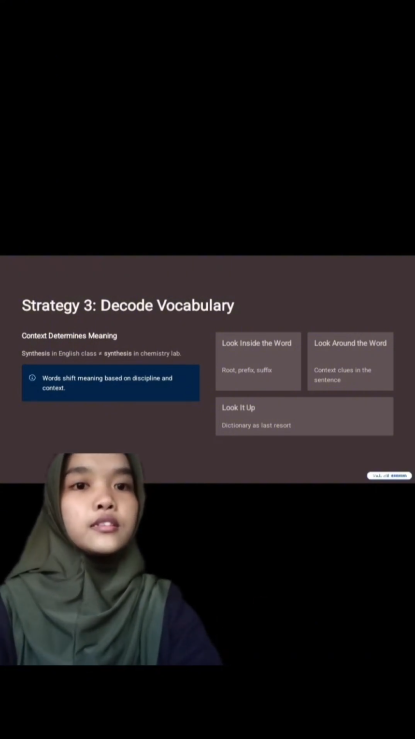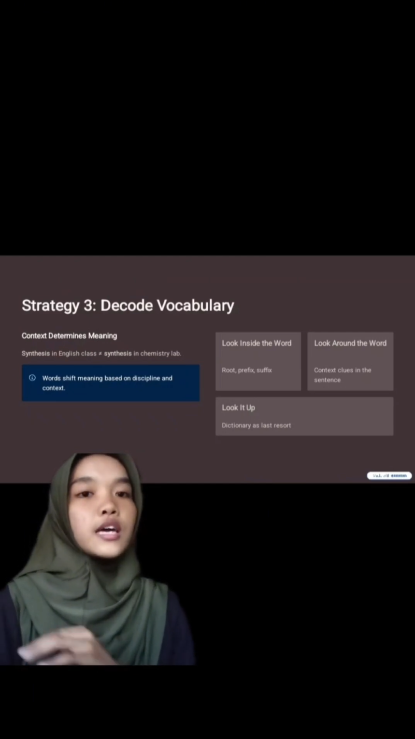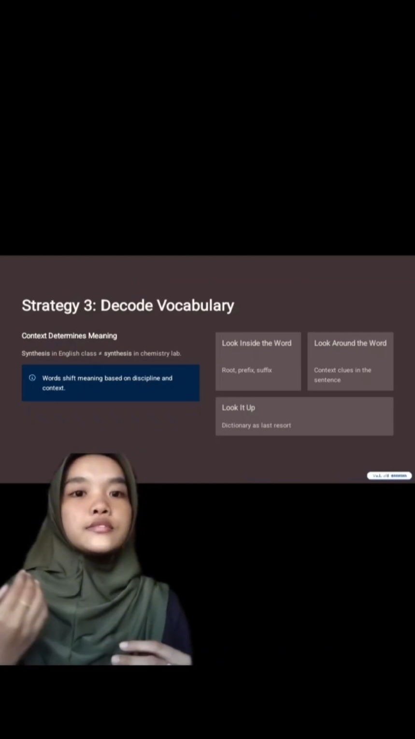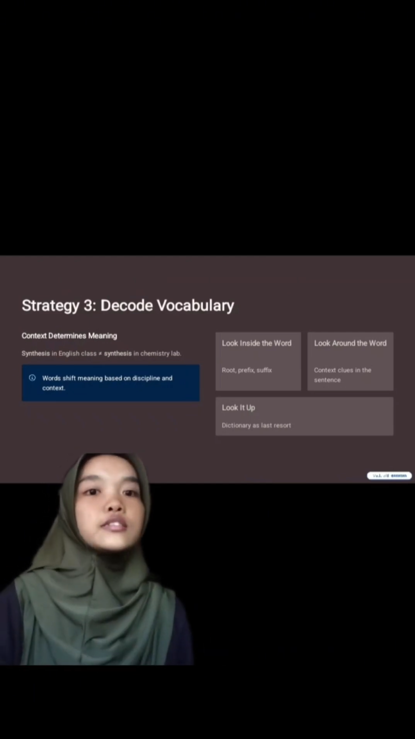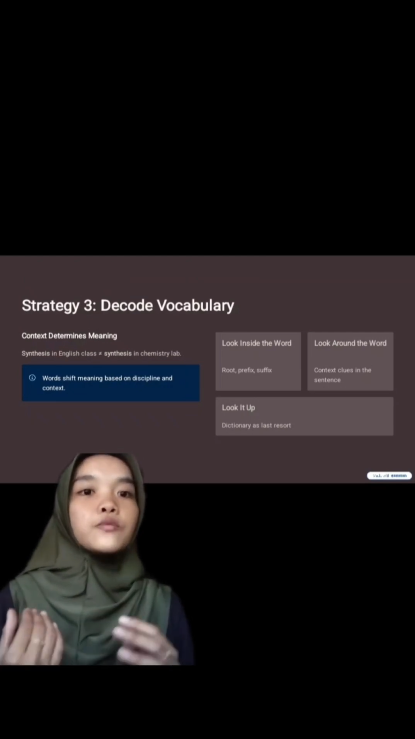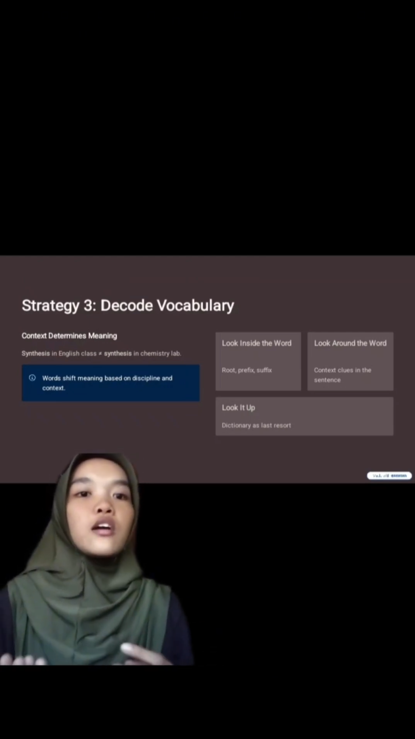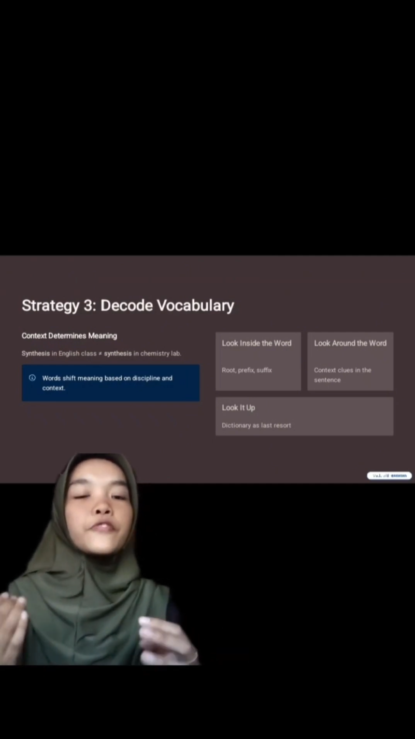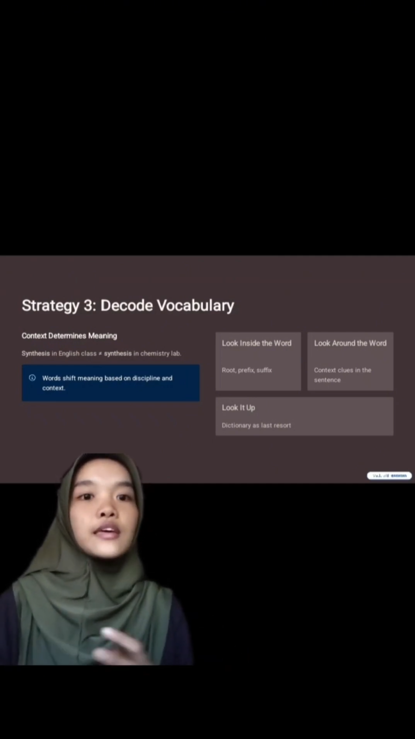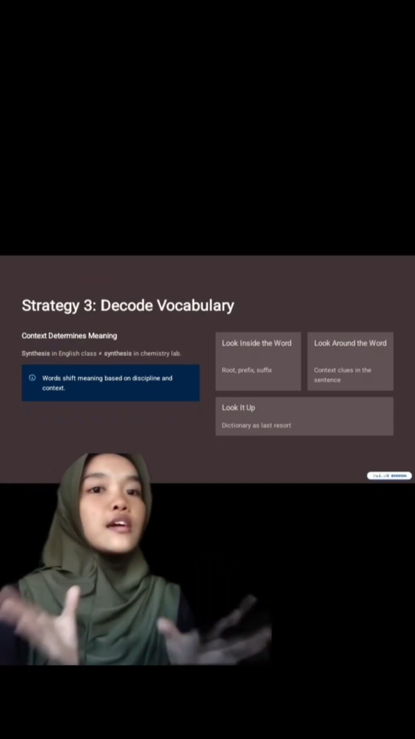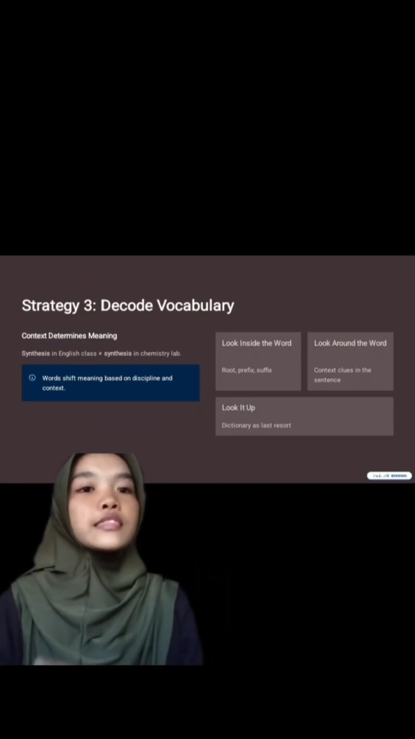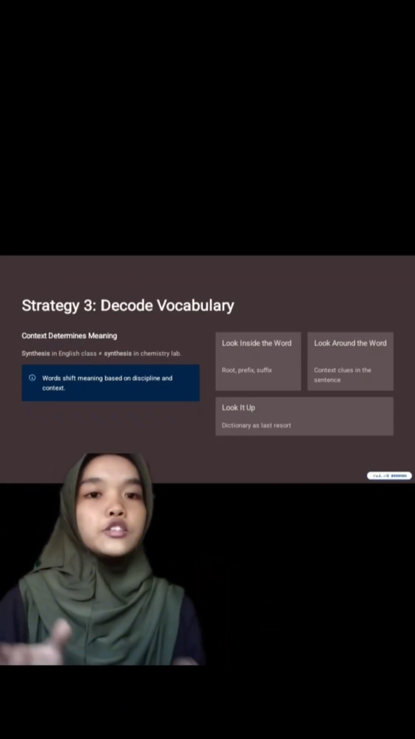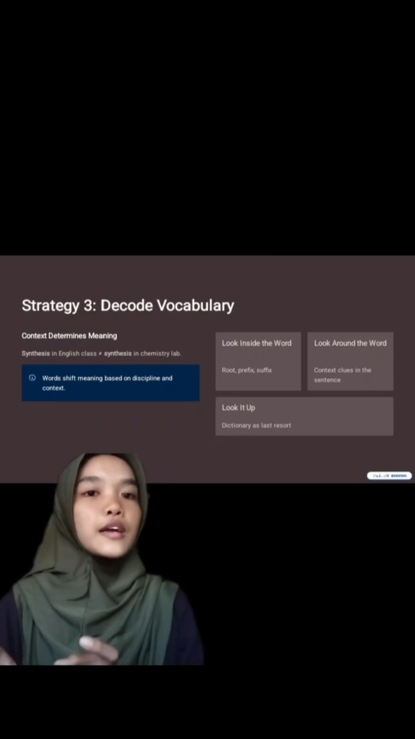And now I will explain strategy 3, which is decode vocabulary. This strategy helps readers understand unfamiliar words while reading a text. The meaning of a word can change depending on the context or subject. For example, the word synthesis in English class has a different meaning from synthesis in chemistry class. This shows that context determines the meaning.